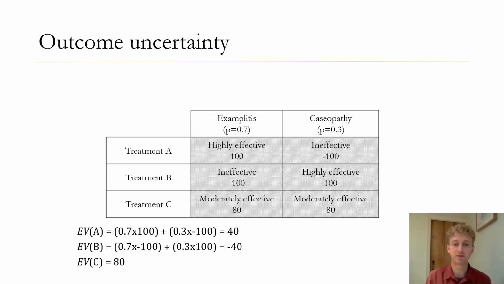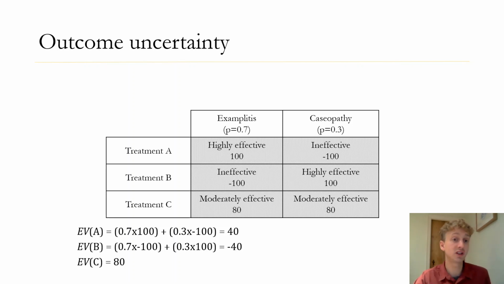I want to point out a couple of things about the judgment in this case that will be instructive when coming to think about choices under uncertainty about patient preferences. The first is that despite treatment C being the one that it seems we should pick, it's not the one that's most likely to be the most effective. So the most likely state of affairs here is that this patient has examplitis. And if that's the case, then the most effective treatment is going to be treatment A.